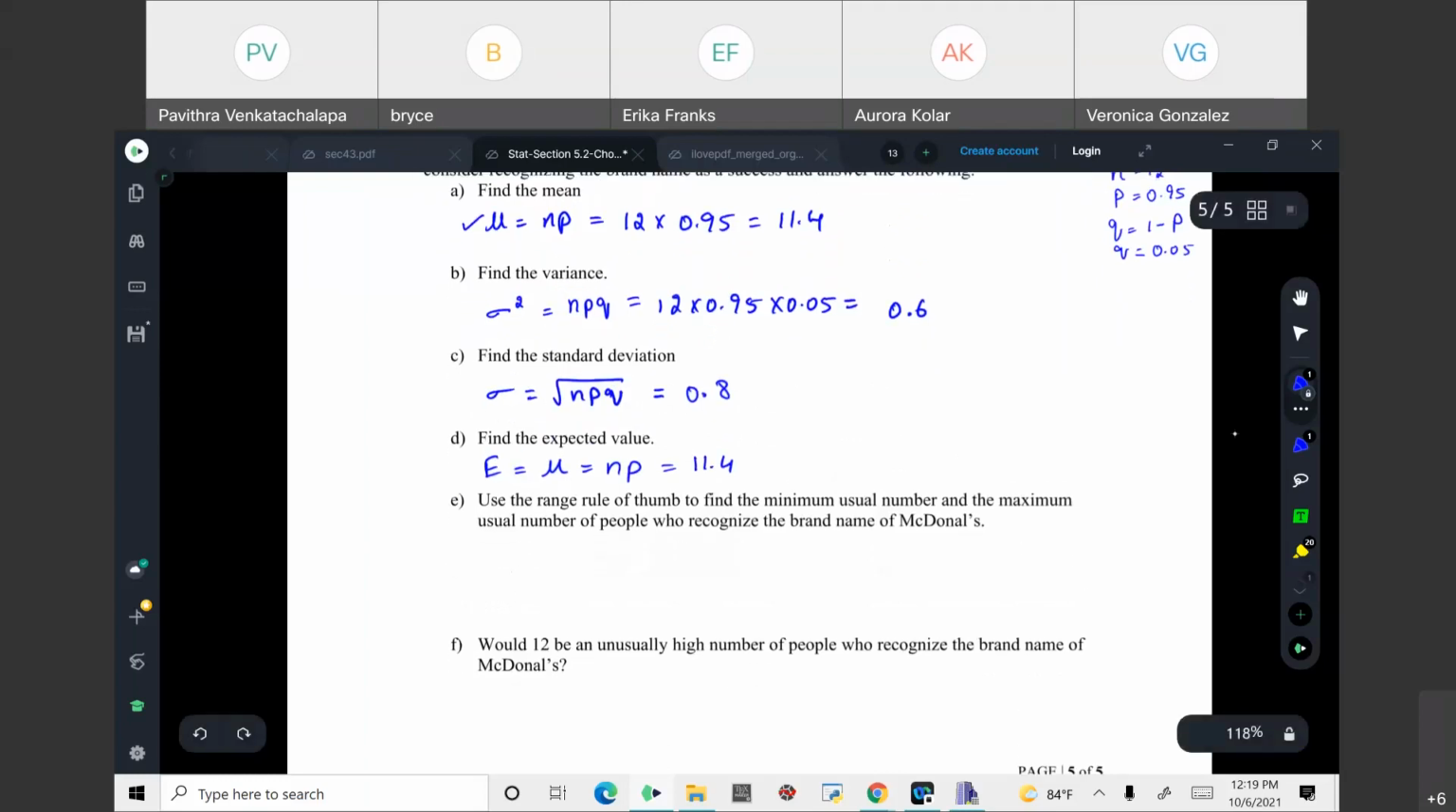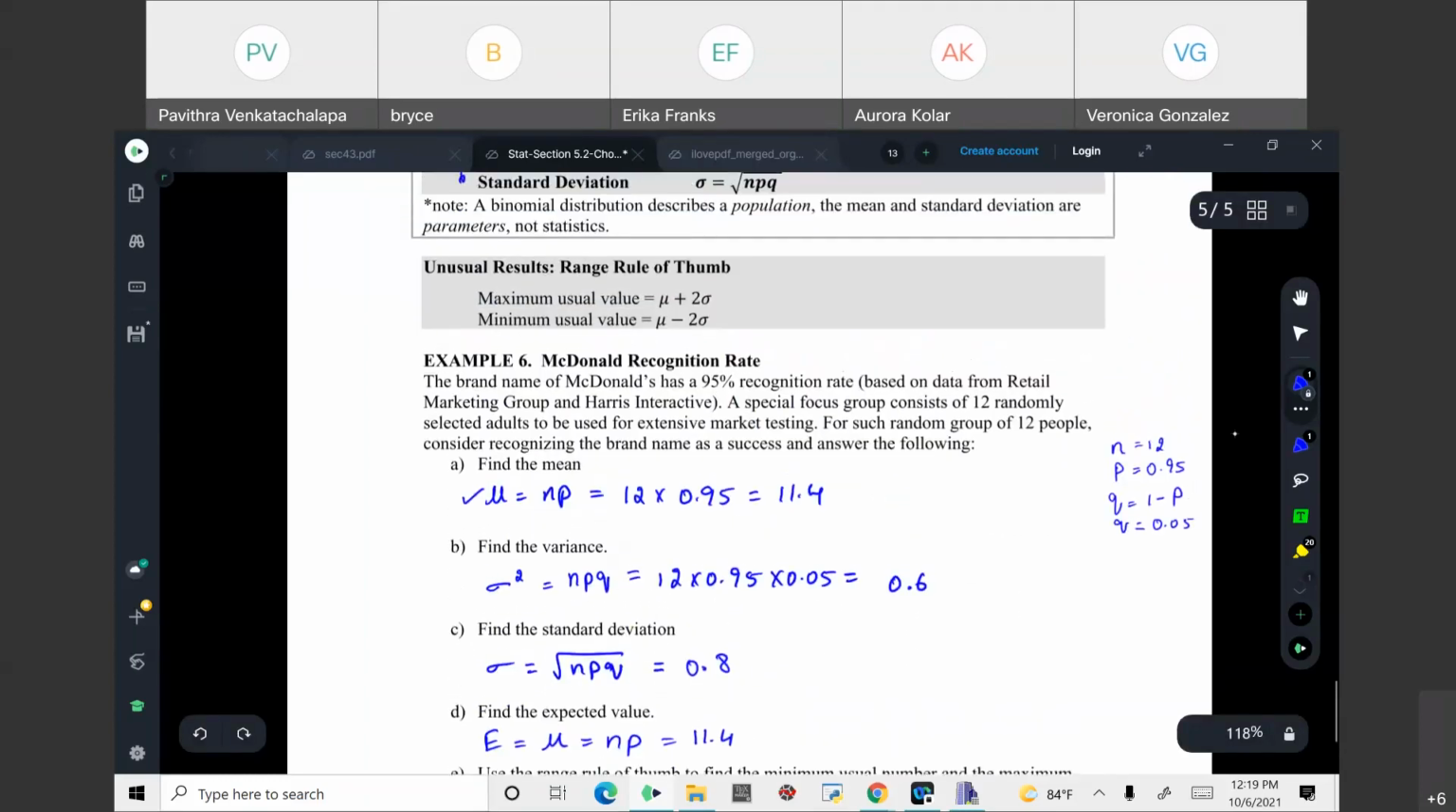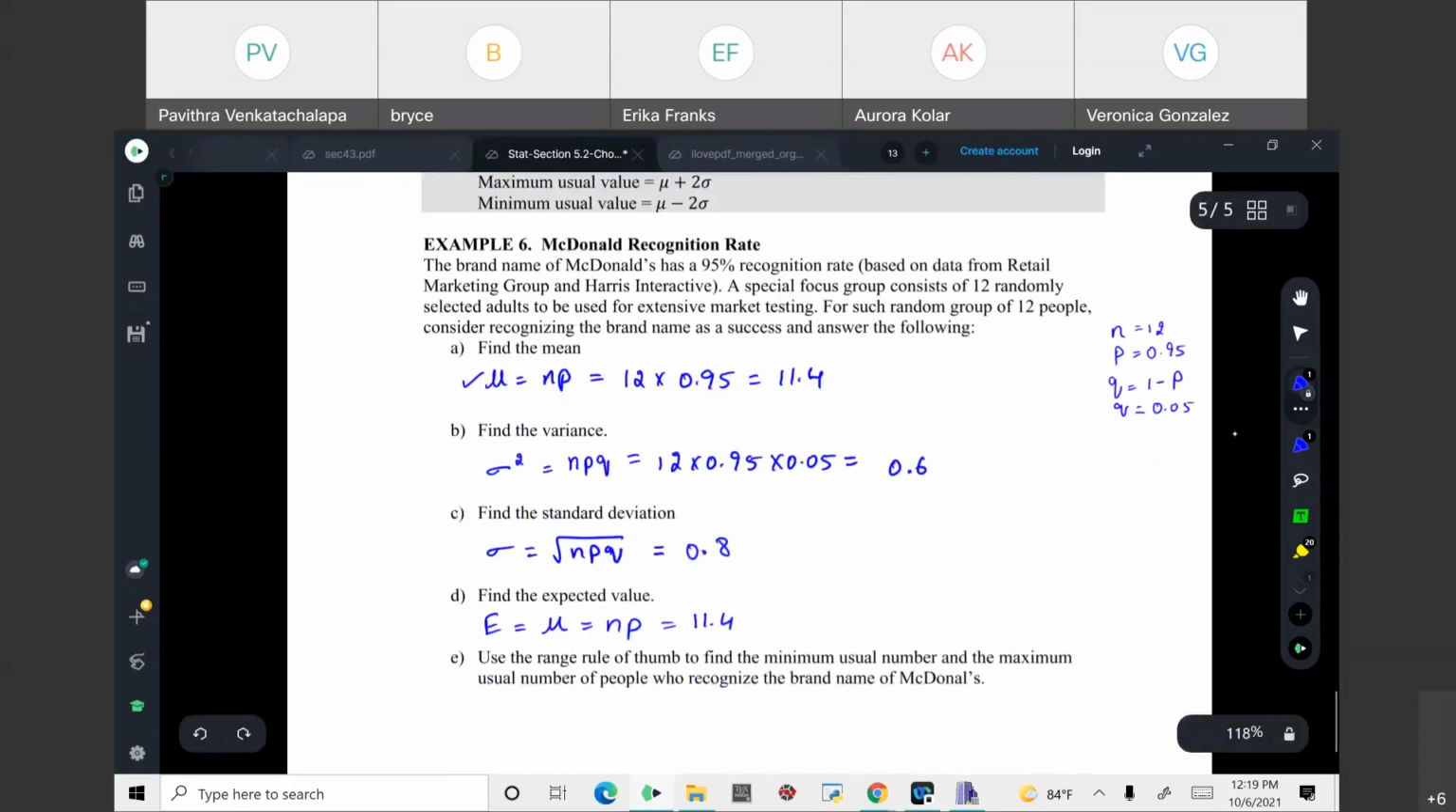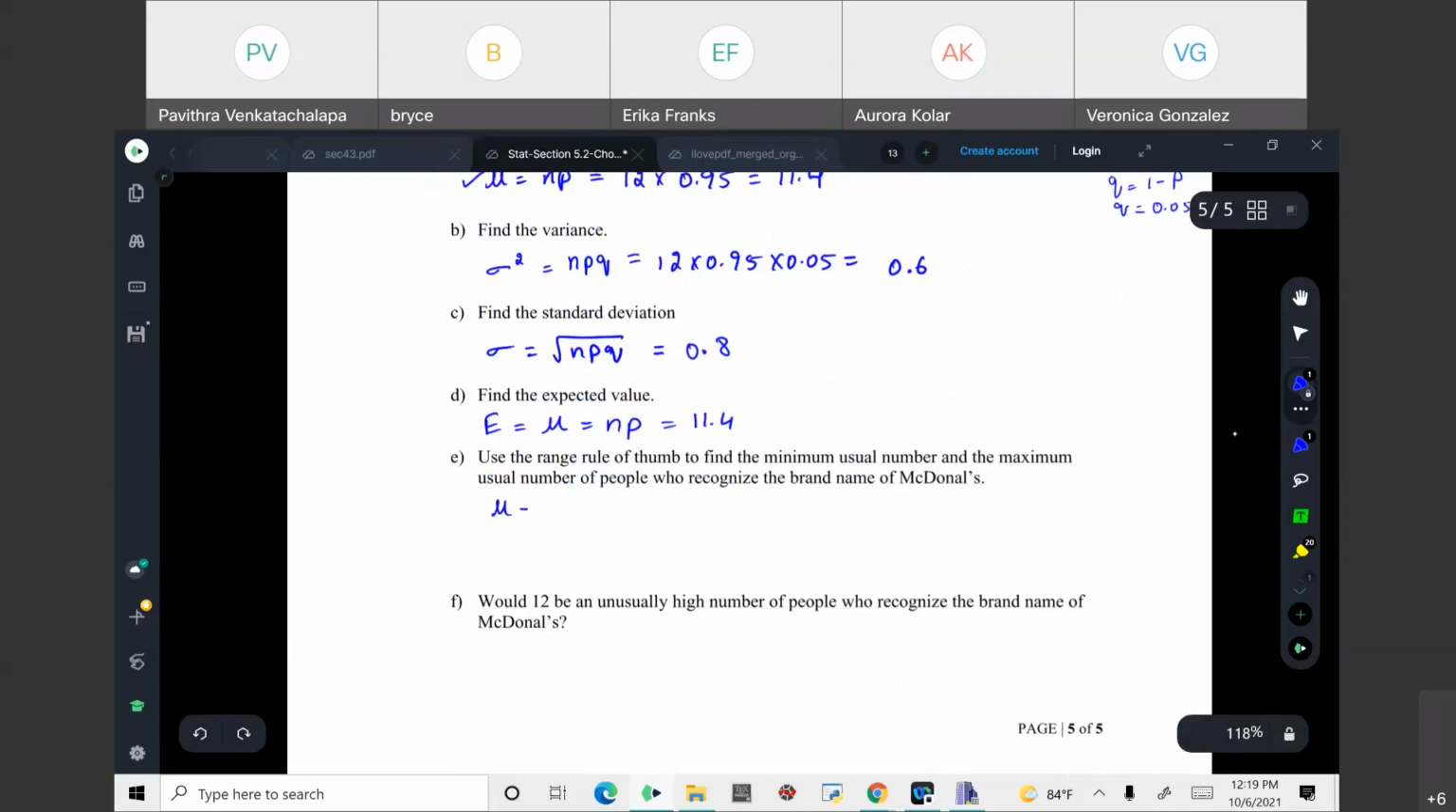Use the range rule of thumb to find the minimum and maximum number. So what is the formula for range rule of thumb? Mu plus 2 sigma and mu minus 2 sigma. We know mu, we know sigma, so plug in those values and find these two.